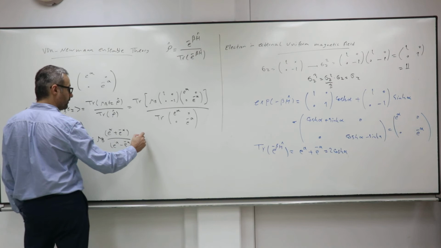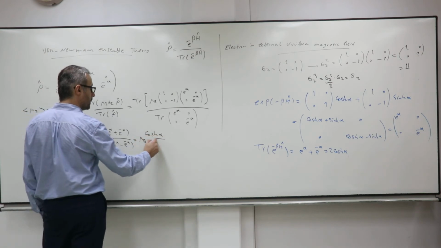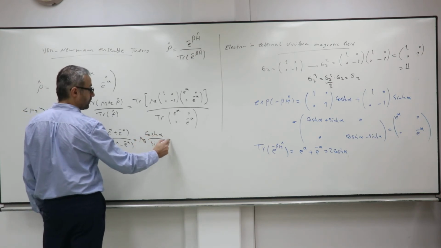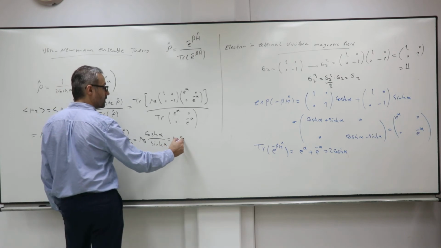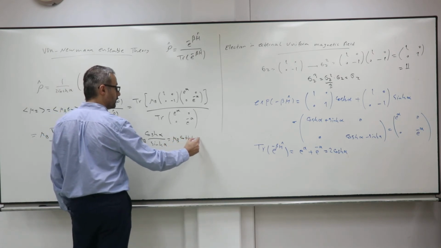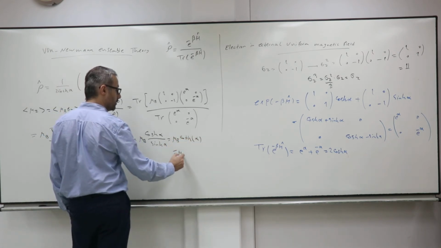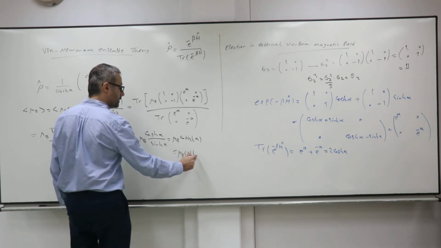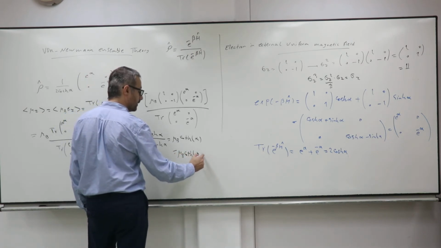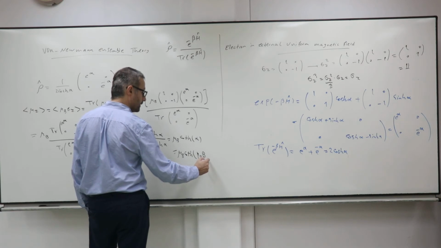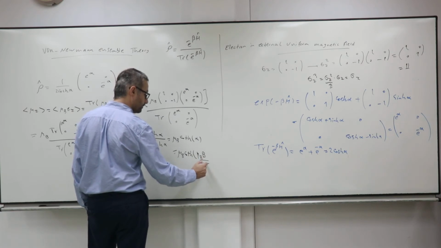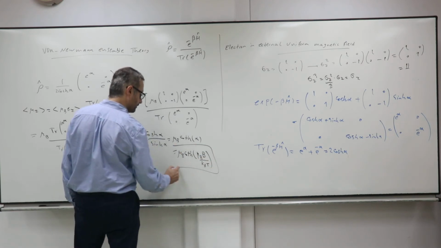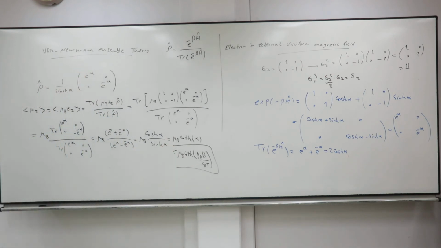Mu b, cosinus hyperbolic alpha, sinus hyperbolic. Mu b cotangente hyperbolic alpha. Mu b cotangente hyperbolic, mu b beta. What is the beta? It is kBT. This is the average of the magnetic moment.